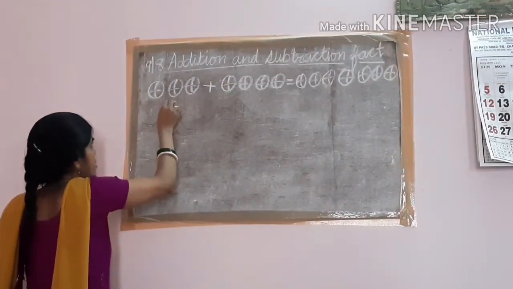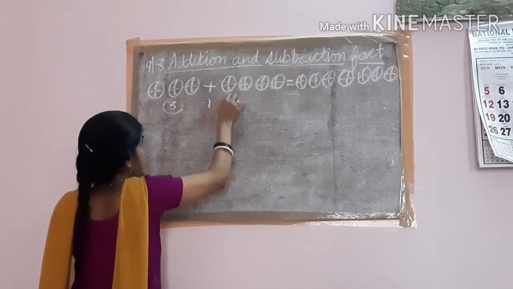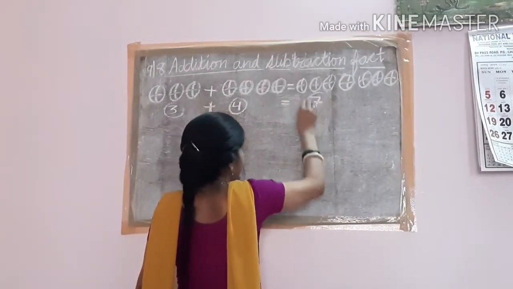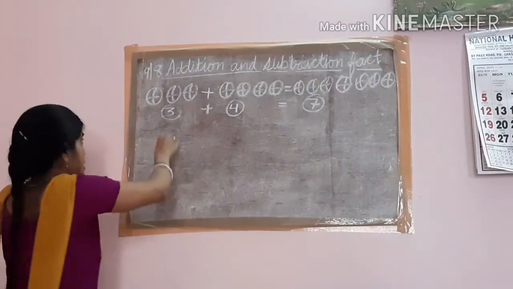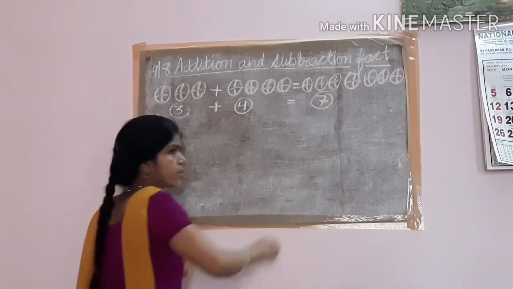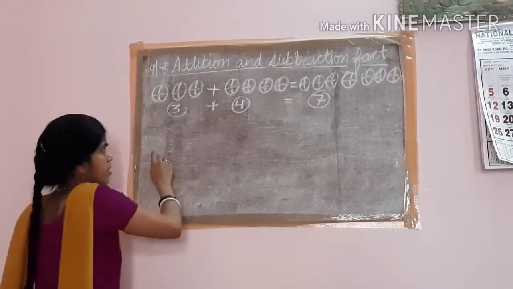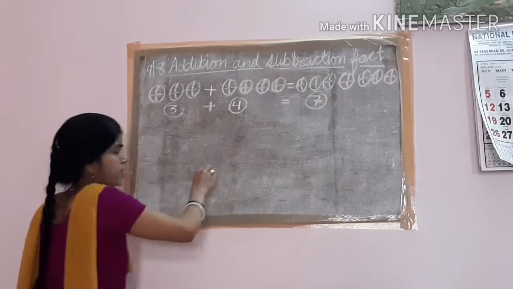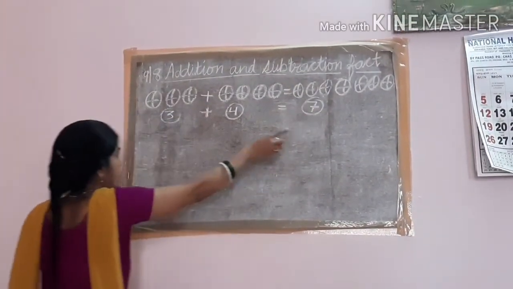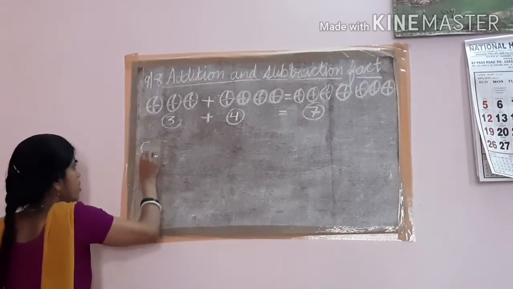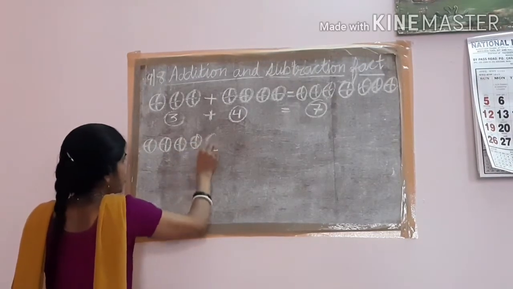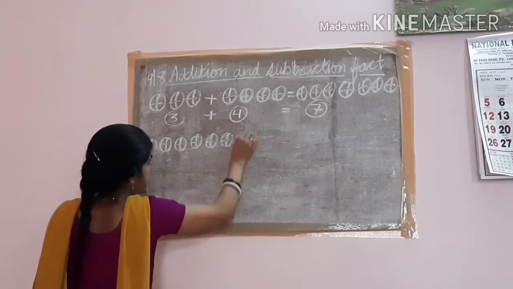This is 3 plus 4. Here is 7. Now 3 and 4, these two are addends and 7 is the sum, the sum of these two addends. Now what I am going to do, I am going to take this sum of addends, like 7. 7 balls now I will draw here. 3, 4, 5, 6, 7.